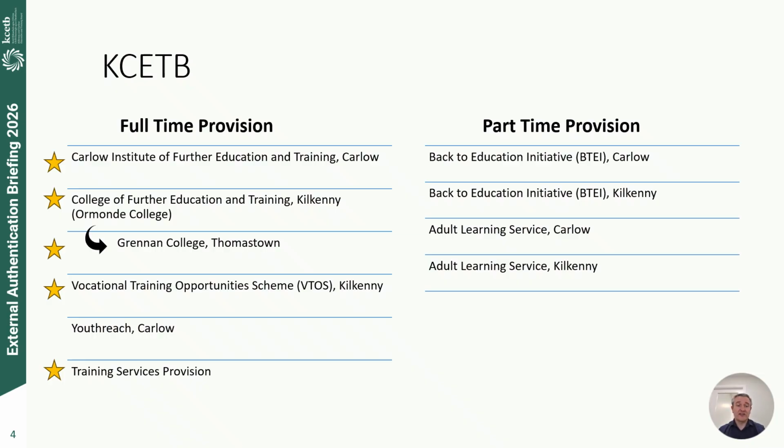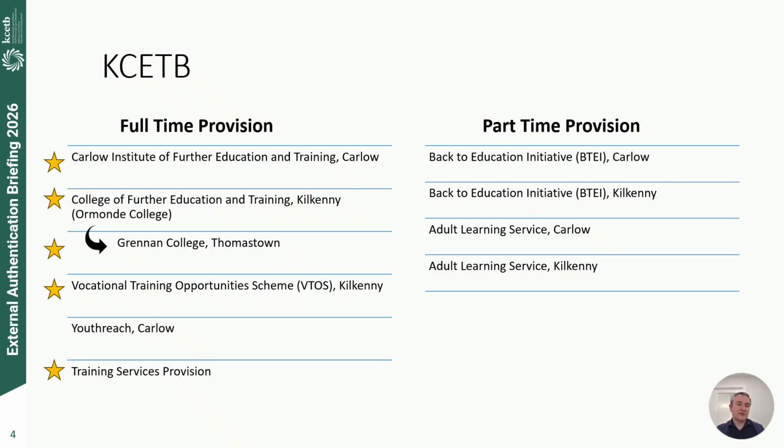We also have vocational training opportunity schemes, so our VTOS Kilkenny, which last year merged in under the College of Further Education and Training Kilkenny. We reach Carlow and our training services provision, which operates across Carlow and Kilkenny. Our part-time provision is our two BTI centres, one in Carlow and one in Kilkenny, and our two adult learning services, one in Carlow, one in Kilkenny.